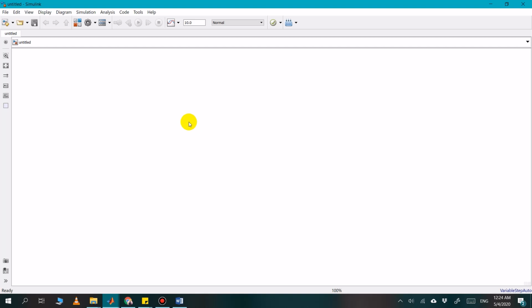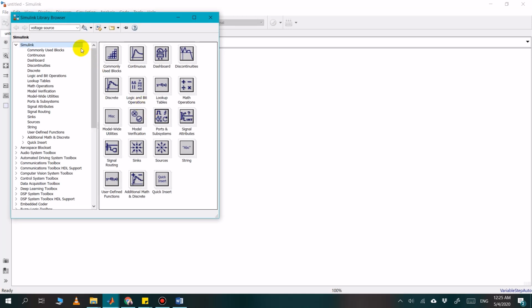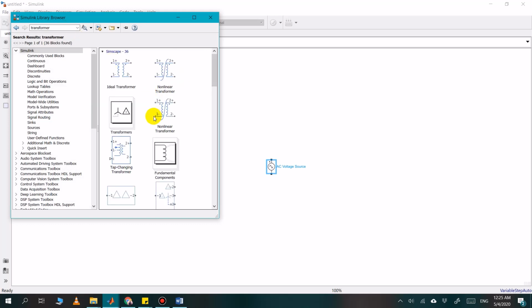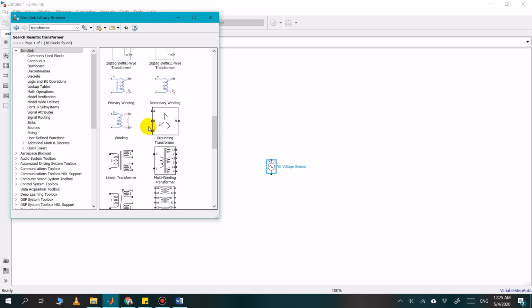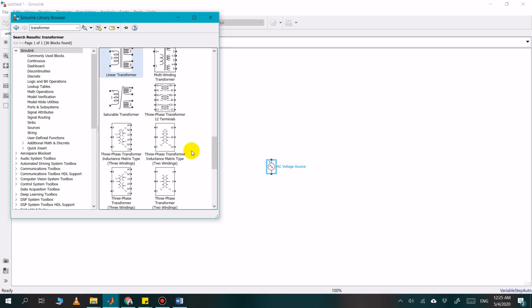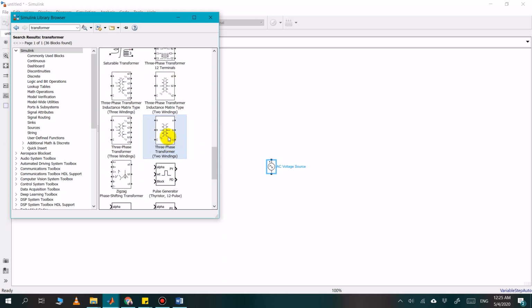Okay, let's start with the first configuration, that is the Wye-Wye configuration. We will connect a transformer and a load in Wye-Wye configuration. So we need a voltage source. We need a three-phase transformer. This is the single-phase transformer that we have been using in previous labs, and today we will use this one. This is the three-phase transformer.